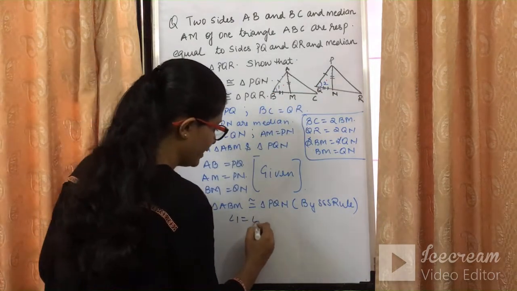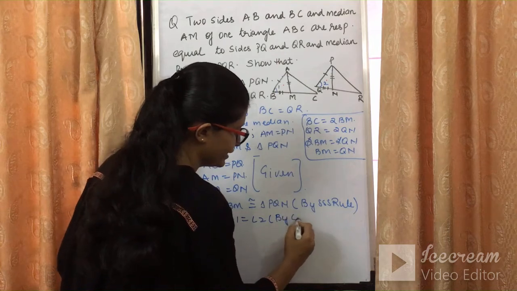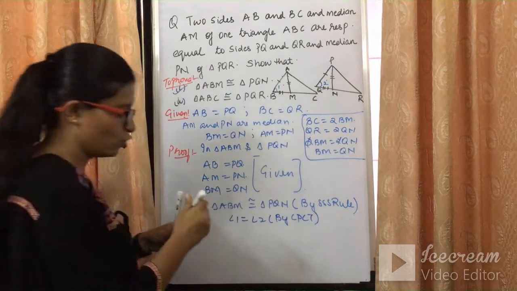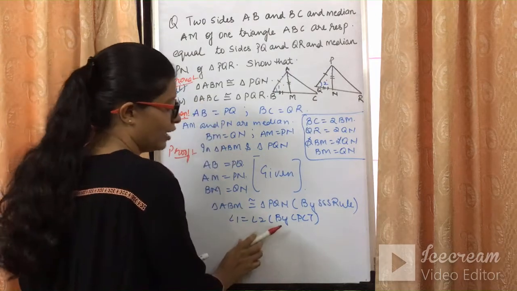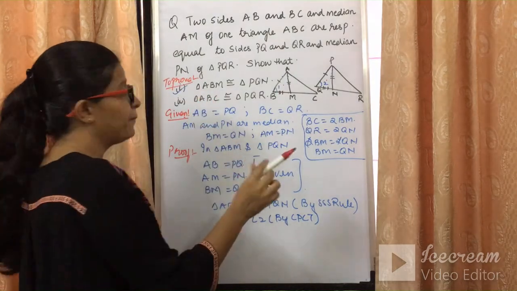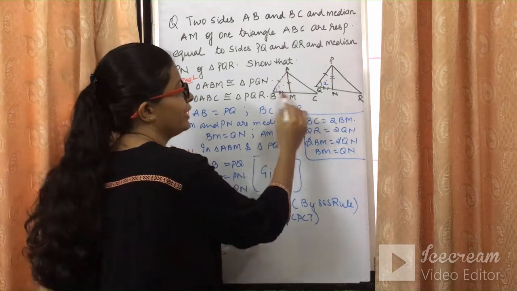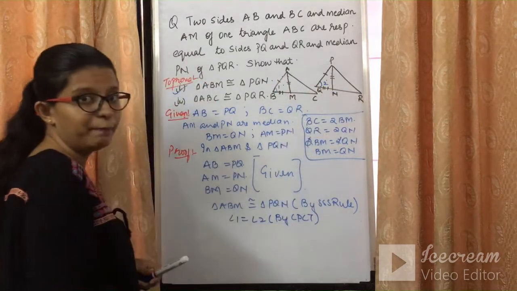So angle 1 will be equal to angle 2 by CPCT. CPCT से दोनों एंगल कैसे इक्वल हो गए? तो पहला प्रूफ हो गया, पहला उसका CPCT ले लिया. Then अब क्या प्रूफ करना है? प्रूफ करना है कि ये पूरा triangle ABC is congruent to full triangle PQR.